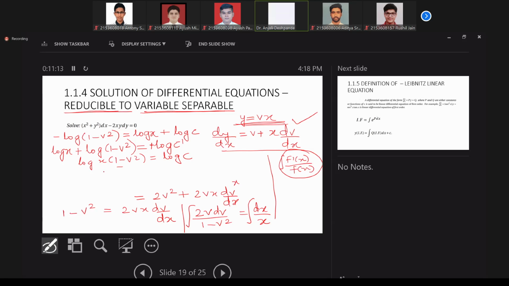So what we will have, x into 1 minus v square is equal to c. Now we will resubstitute this value of v from here. v is equal to y by x. So how will I write this? x into bracket 1 minus y square by x square is equal to c. And that is our answer. If you wish to simplify further, by all means you can, but otherwise we have solved this equation.